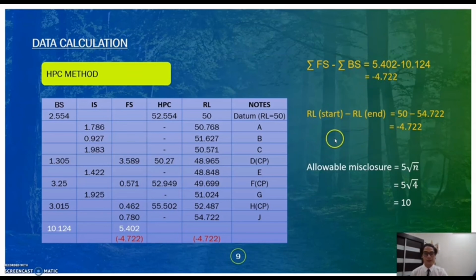And the next thing that we need to calculate is, we use this formula, the first reduced level, or we call it as reduced level start, minus with reduced level end, which is 50 minus with 54.722, and then you will get negative 4.722. So therefore, these two formulas are exactly the same amount, which is negative 4.722. That means all of this calculation, all the things that you have written in this table are correct and acceptable. And the last thing we need to find is the allowable misclosure. We use this formula, 5 square root with n, we will get 10.